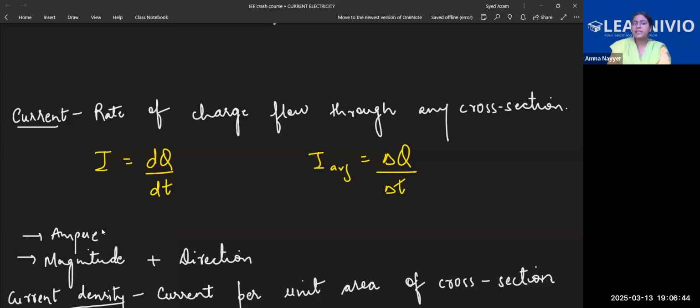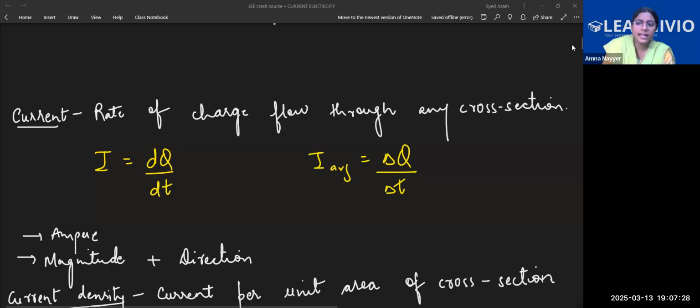Ampere is the SI unit of it, and the current has a magnitude as well as direction. So is it a vector or a scalar quantity? See, it's actually a scalar quantity. Current is a scalar quantity, so you are going to use simple algebra for it. You need not apply the vector laws for it.